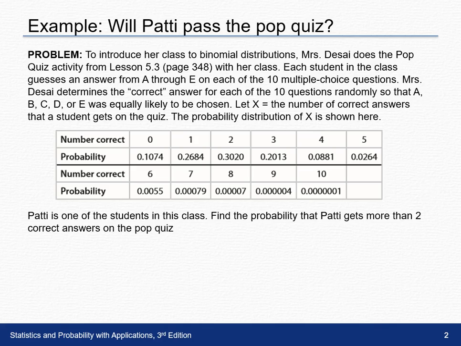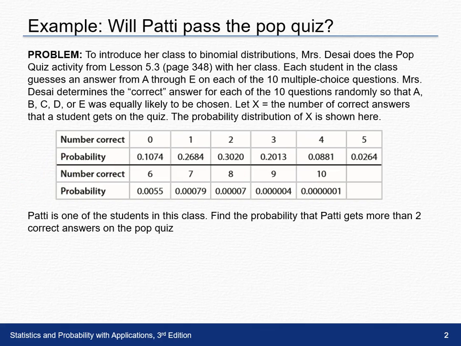Each student in the class guesses an answer from A through E on each of the 10 multiple choice questions. She then determines the correct answer for each of the 10 questions randomly so that A, B, C, D, or E was equally likely to be chosen. Let X equal the number of correct answers that a student gets on the quiz. The probability distribution of X is shown here. So you can see the number the students can get correct from 0 up through 10 and the probabilities corresponding with each of those.